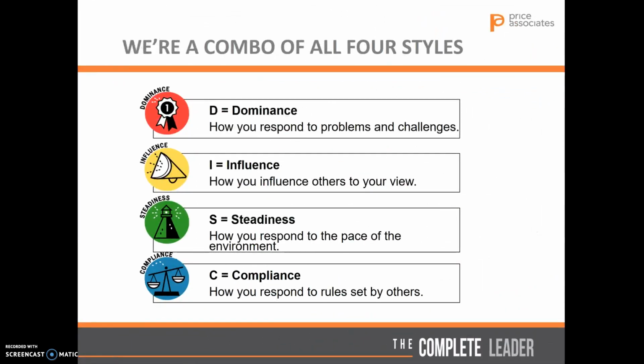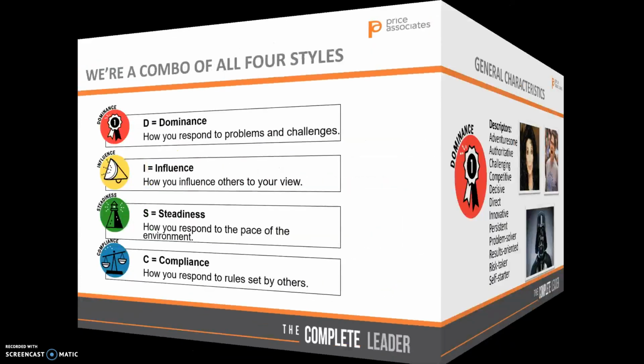So the D category basically describes how you respond to problems and challenges, and your score from 0 to 100 will determine how you react to different kinds of problems and challenges. We then have the I, the influence category, and this is how you influence others to your point of view. And then we have the S category, which is steadiness, how you respond to the pace of your environment. And then C for compliance, and this is how you respond to rules that are set by others. So now we're going to go through all 4 of these categories one by one and look at some definitions of what it looks like to be high or low in this category.